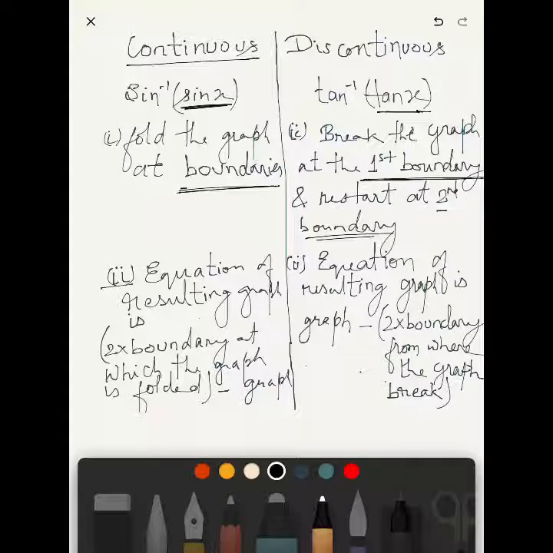When you break or fold the graph, your graph will come out as a new graph, a new branch. So what will be the equation of that graph? In case of continuous, the equation is 2 times the boundary at which the graph is folded, that is, 2 into boundary, minus whatever is your original graph.